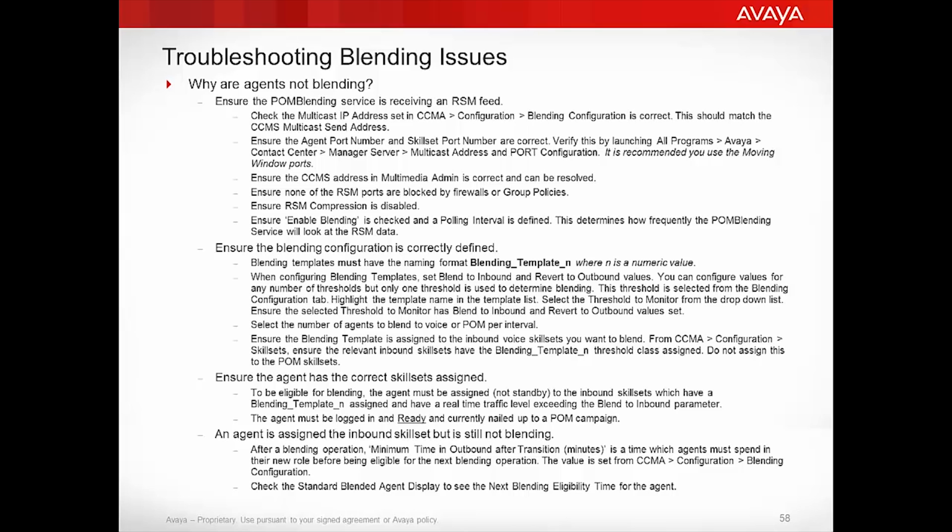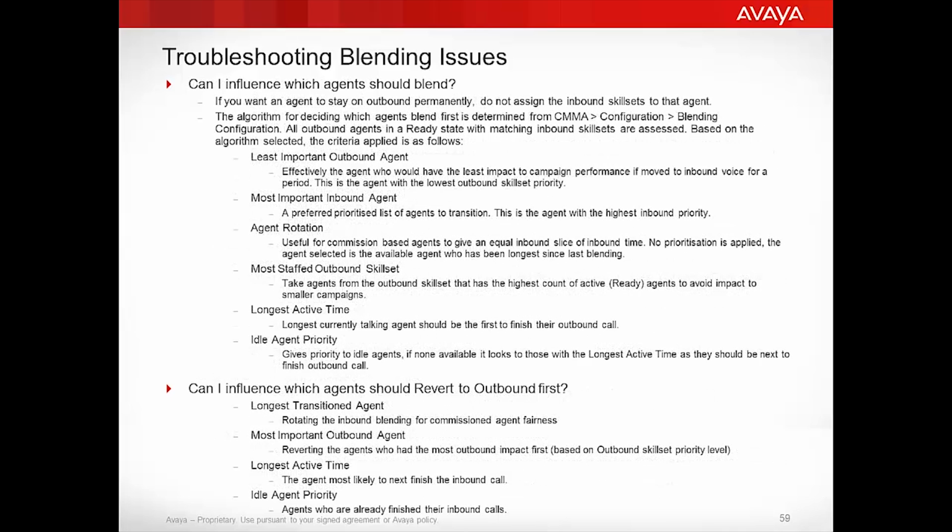You should check the Standard Blended Agent display to see the next eligibility time for the agent. The Standard Blended Agent display is a very useful troubleshooting tool for looking at any blending issues. The next question we might be asked is, can I influence which agents should blend? So if you want an agent to stay on outbound permanently, don't assign any inbound skill sets to the agent. That way they'll just stay permanently outbound.